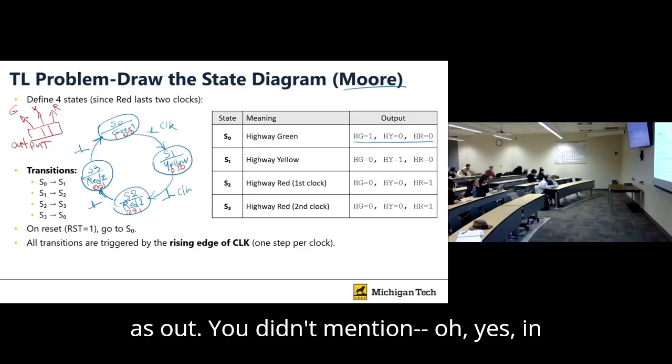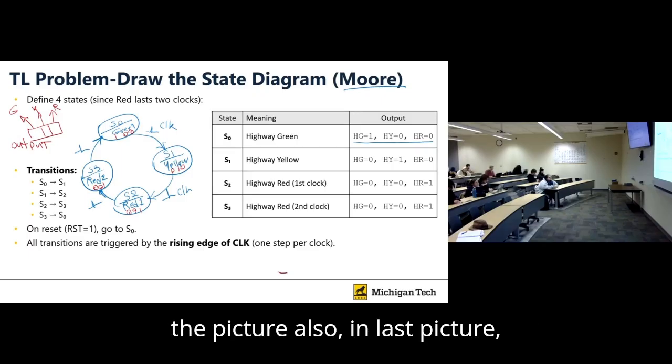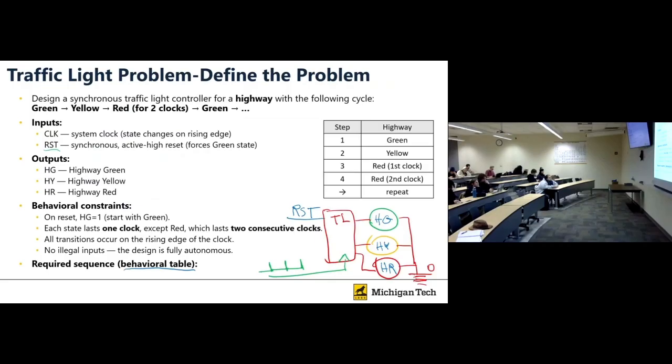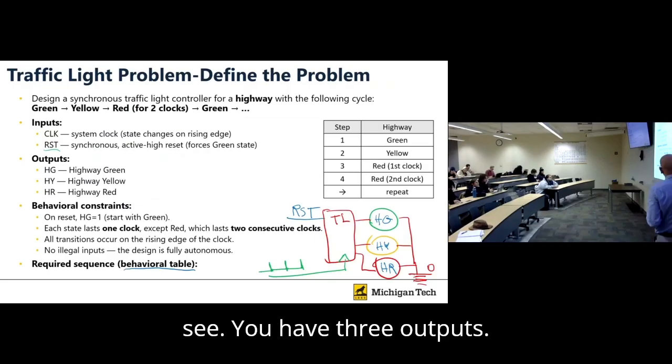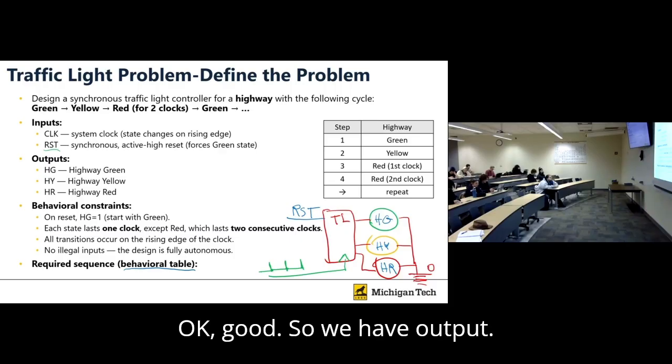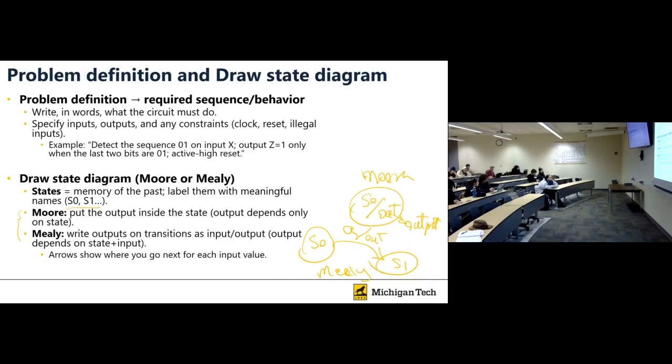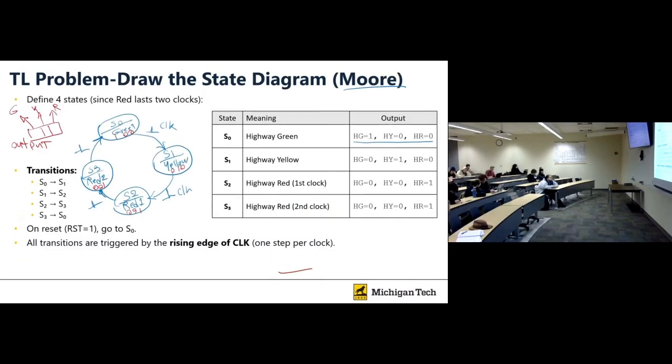Okay. In the last picture, we have 3 outputs, as you can see. Okay, good. So we have output. Any question about this? Let's go to another step.